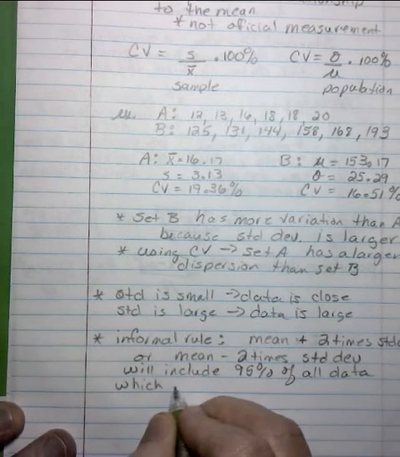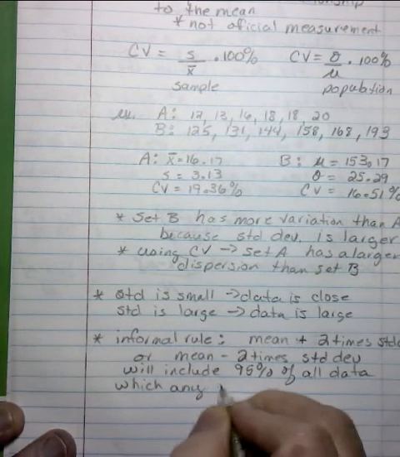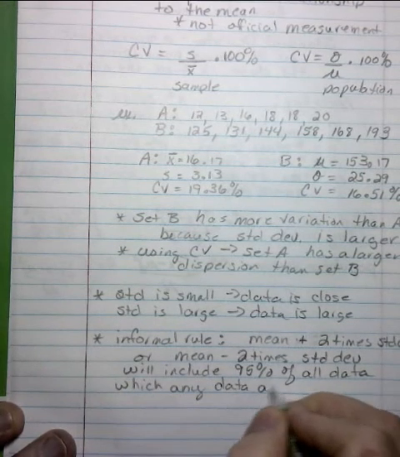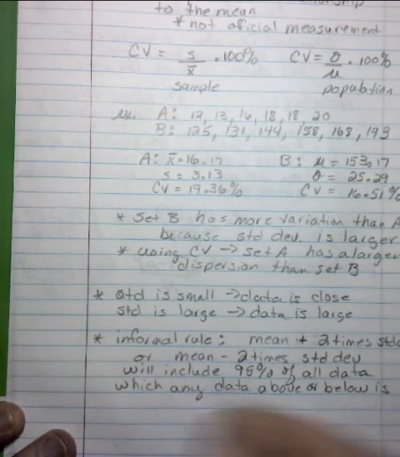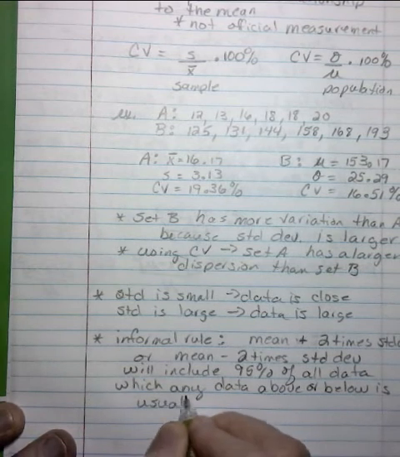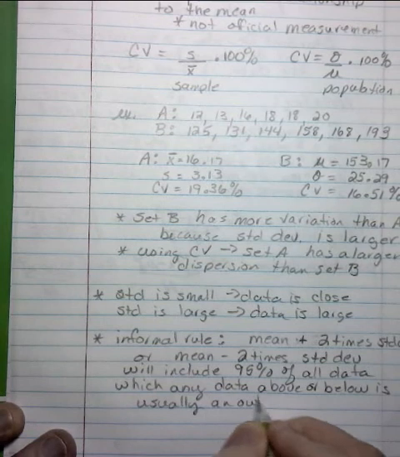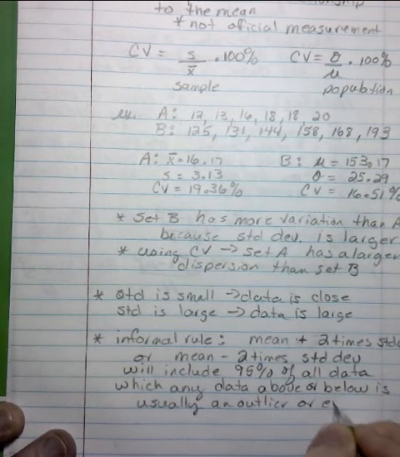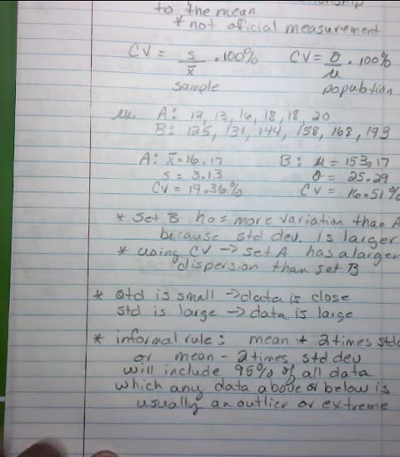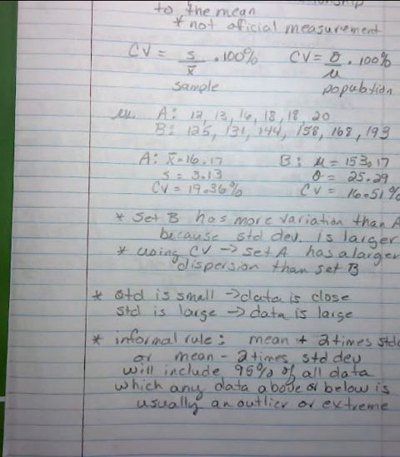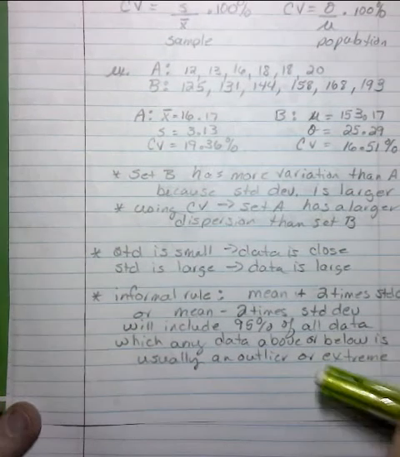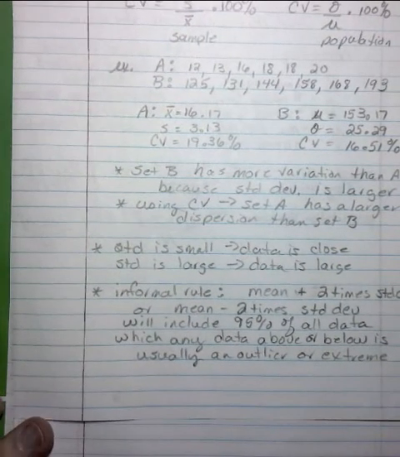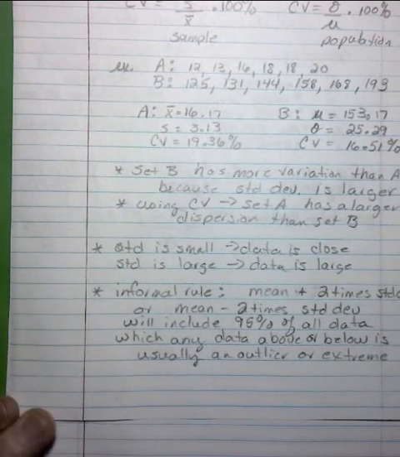And that means that anything above or below is usually an outlier, or an extreme value. So that's just kind of an informal rule of determining what something is as an outlier. We've looked at using the IQR as helping us to find outliers. This is just another method of determining outliers.